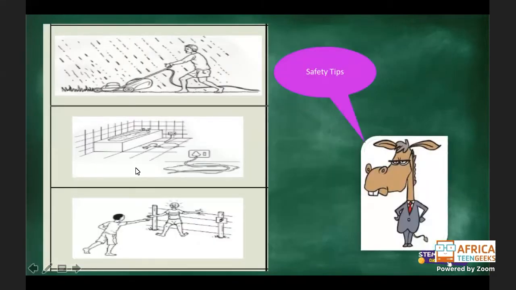This is our activity now. What safety tips can you give concerning these three pictures? I am waiting for your answers.